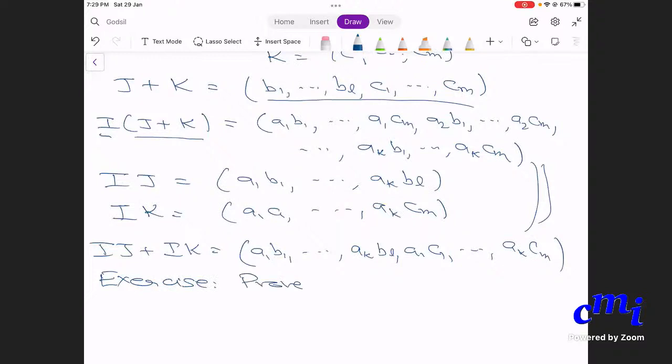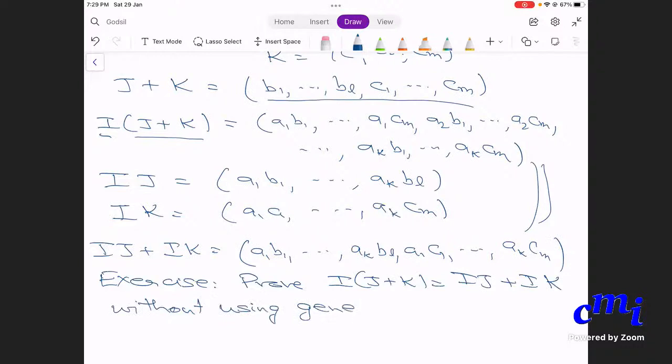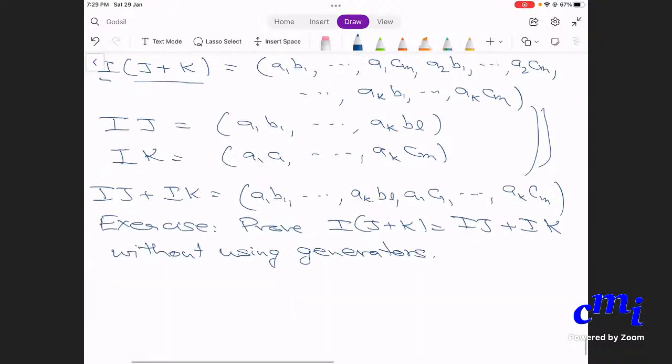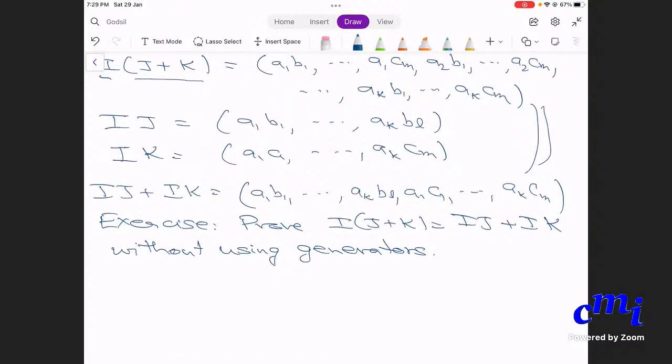Prove I ∩ (J + K) = IJ + IK without using generators. I used generators to do it, but it can be done without using generators also, and try and think of how it would be done, right? Okay, so this is one property that the product has with respect to the sum.